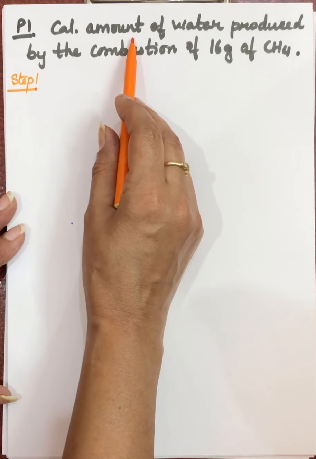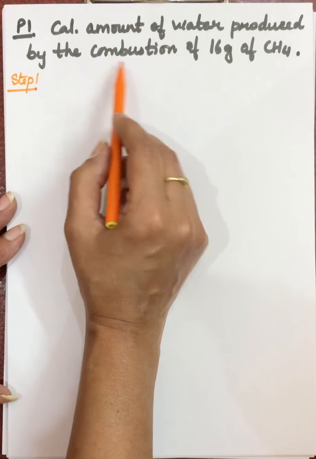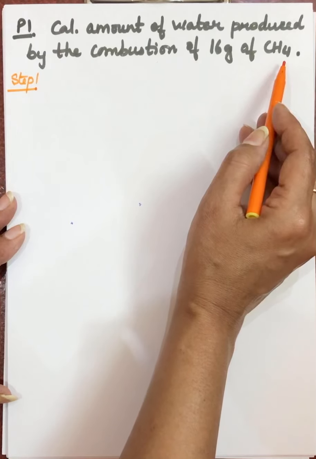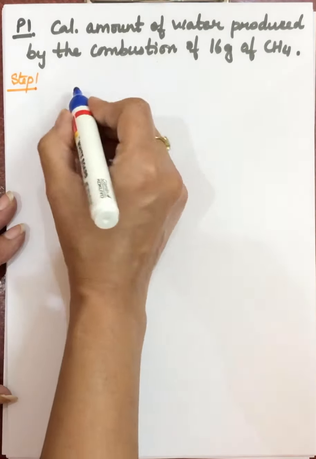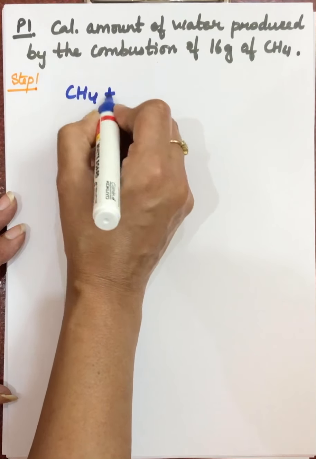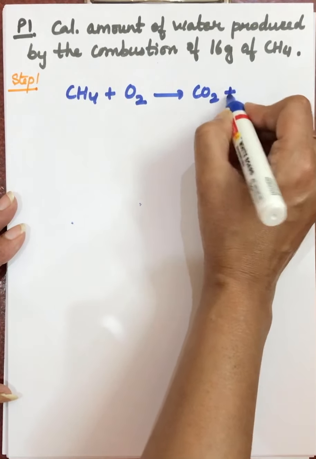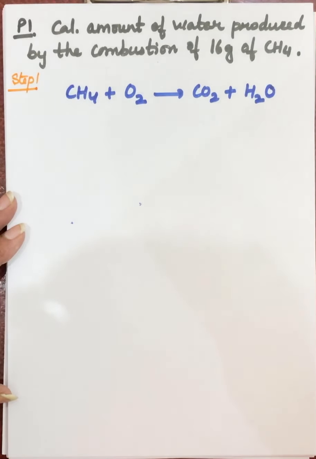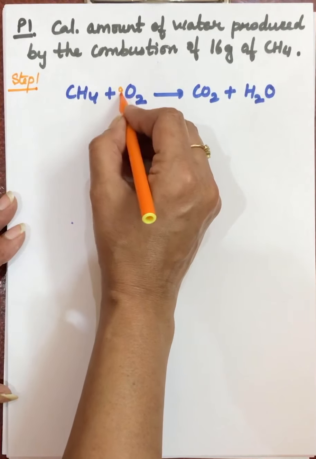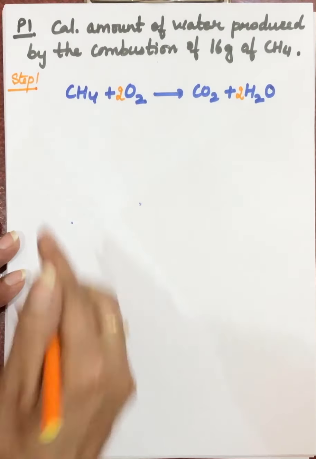Calculate amount of water produced. So water is a product when we are burning 16 gram of methane. So we are burning methane. Our reaction is burning of methane: methane plus oxygen, and what we get by burning hydrocarbons? Carbon dioxide and water. And next thing is we have to write its balanced equation. So first step is this. Then second step.